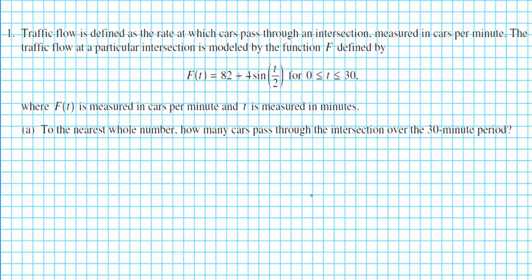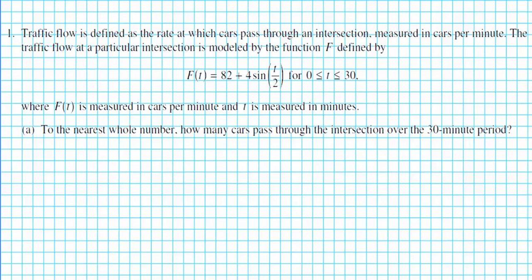It says, traffic flow is defined as the rate at which cars pass through an intersection, measured in cars per minute. The traffic flow at a particular intersection is modeled by the function f, defined by this function right here, where f of t is measured in cars per minute and t is measured in minutes. To the nearest whole number, part A: how many cars pass through the intersection over the 30-minute period? So basically, we're looking for the amount of cars that passes through the intersection.